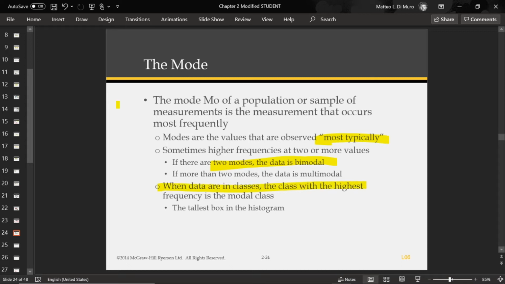This is important. When the data is in classes, so like when you're making a histogram, the tallest box is considered the mode. Little tidbit for you there.